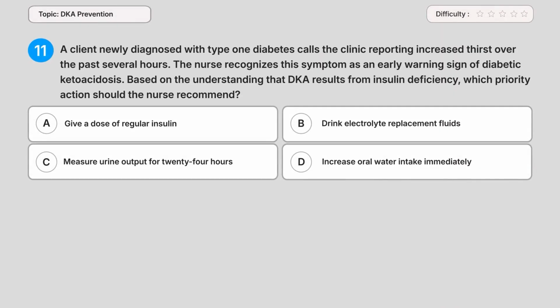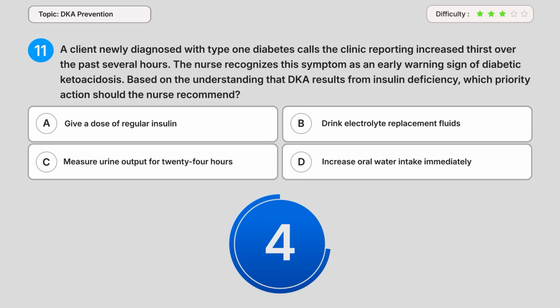11. A client newly diagnosed with type 1 diabetes calls the clinic reporting increased thirst over the past several hours. The nurse recognizes this symptom as an early warning sign of diabetic ketoacidosis. Based on the understanding that DKA results from insulin deficiency, which priority action should the nurse recommend? A. Give a dose of regular insulin. B. Drink electrolyte replacement fluids. C. Measure urine output for 24 hours. D. Increase oral water intake immediately. Can you guess the answer?